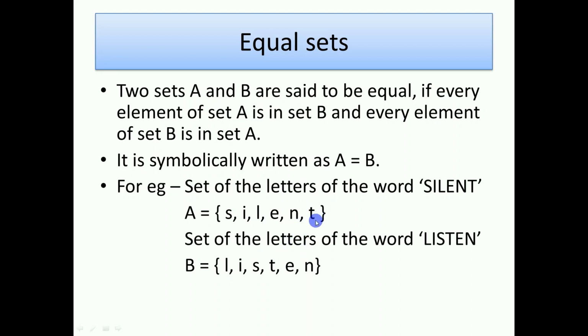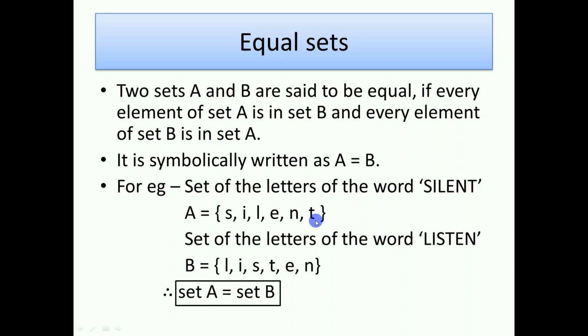So you see that all the elements of set A are present in set B, or you can say that all the elements of set B are present in set A. So in this case we can say that set A is equal to set B. So A and B are said to be equal sets in this case. Now as we have completed the types of sets, let us solve some questions based on the types of sets.